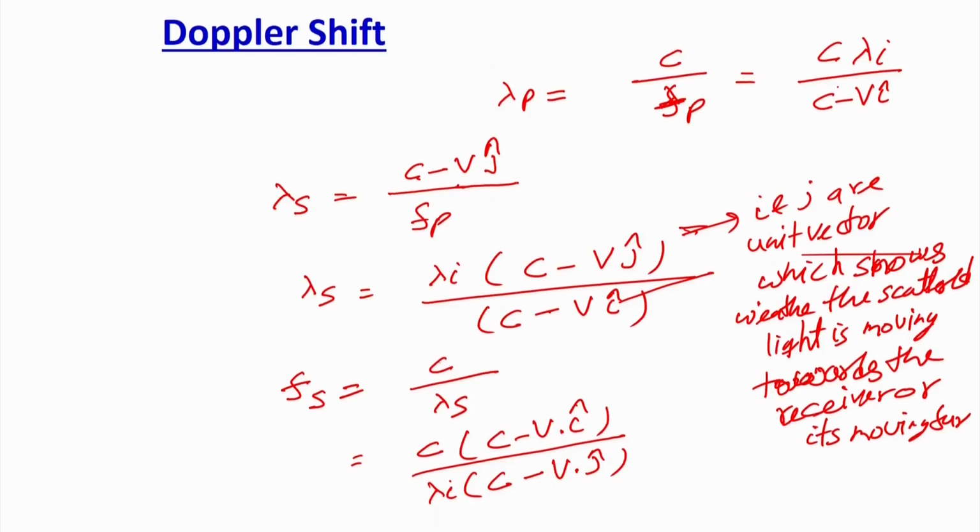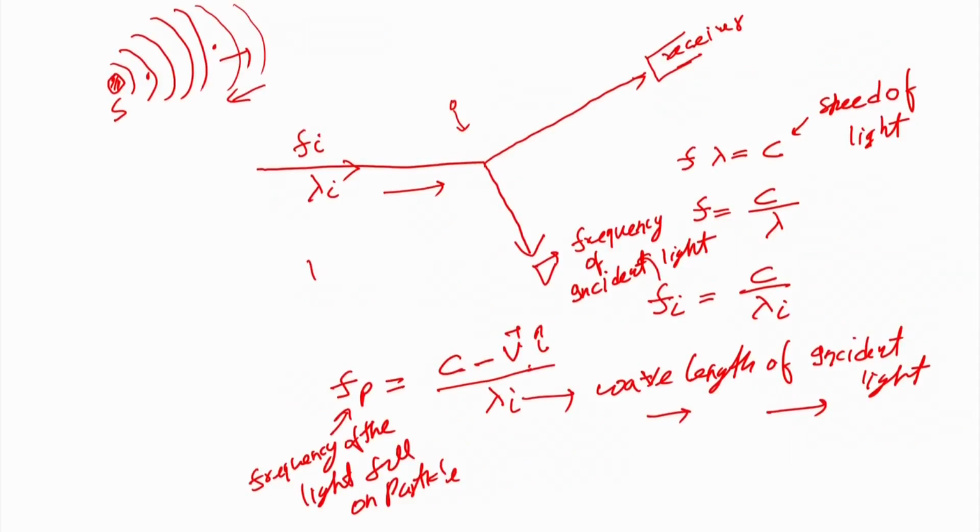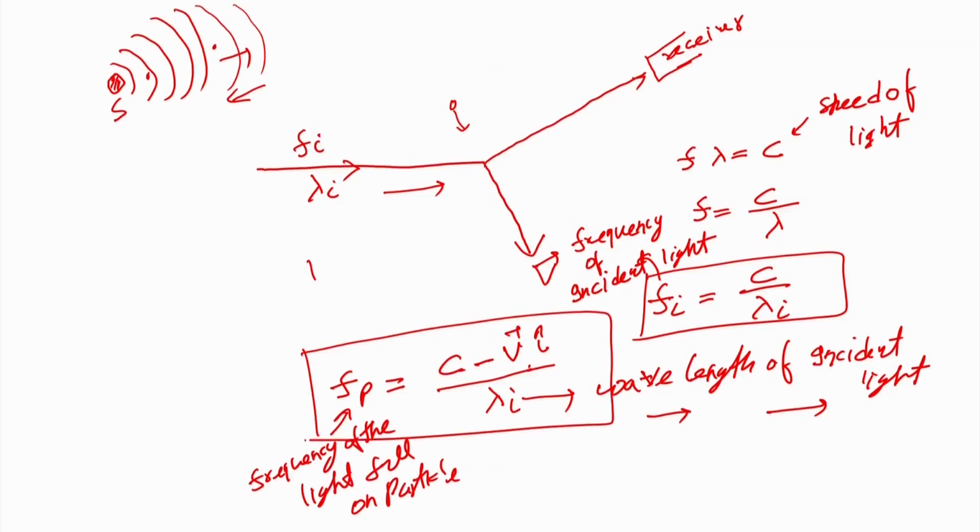So, f s we can write in the form of this, and earlier we have already calculated f p for the light which will be incident here, and f I, the frequency of the incident light. And now we have calculated the frequency of the scattered light, the direction in which it is being scattered. This is the j direction, sorry, the scattered light. This is the I direction. So, we have already calculated the scattered light frequency.